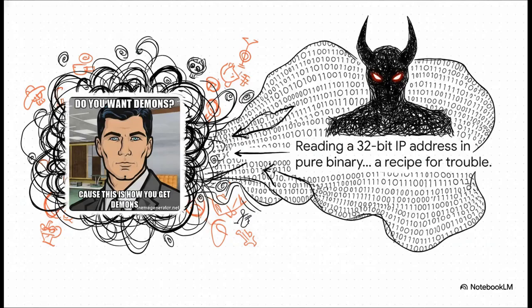And yeah, you can see why. I mean, can you imagine trying to read a full 32-bit IP address in pure binary? It'd just be a sea of ones and zeros. It would be a total nightmare. So systems like Hex really save the day.